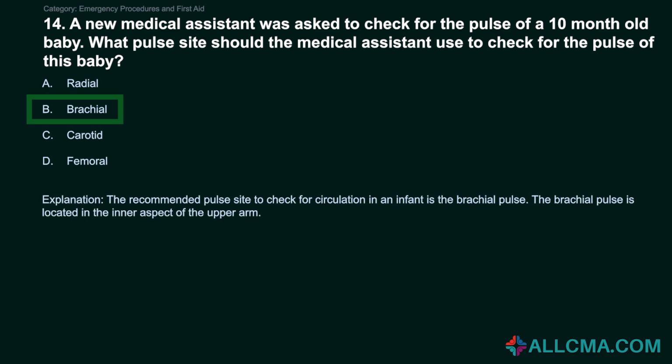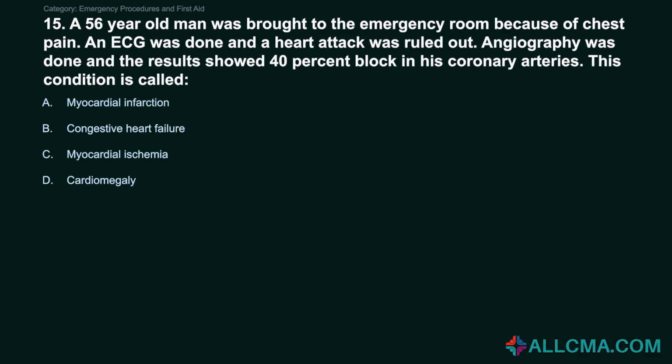Brachial. The recommended pulse site to check for circulation in an infant is the brachial pulse. The brachial pulse is located in the inner aspect of the upper arm.